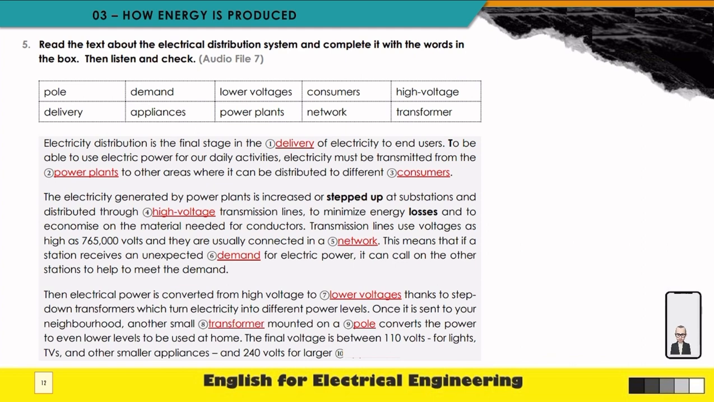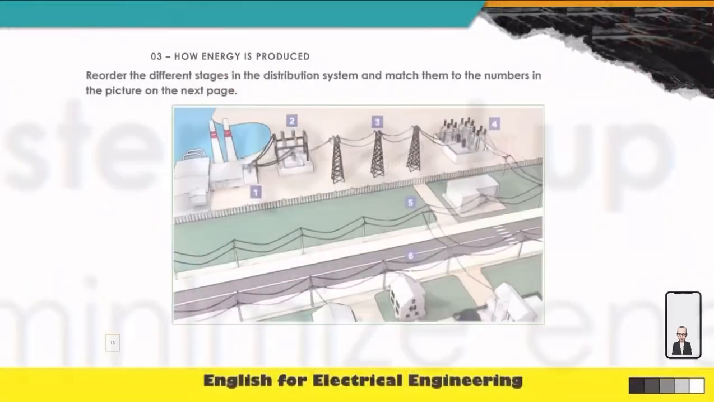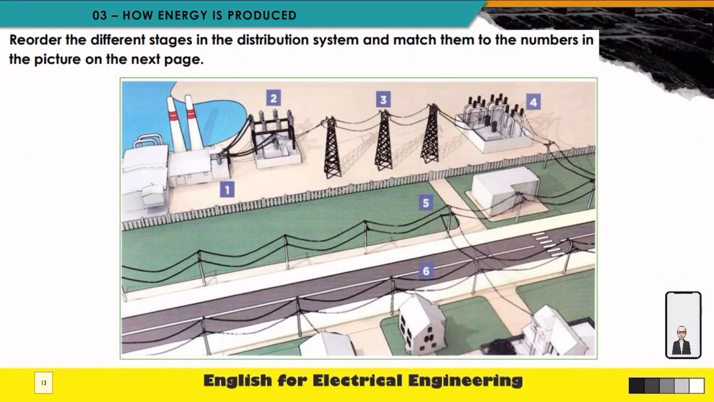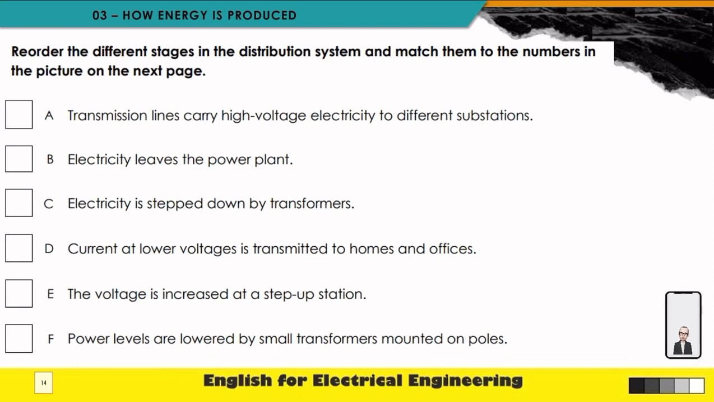The final voltage is between 110 volts for lights, TVs, and other smaller appliances, and 240 volts for larger appliances. Right, then, this was an illustration of the distribution system, okay? And what we will have to do is match the numbers with the picture. So here on the next slide, we have got these sentences which should be matched with the picture.